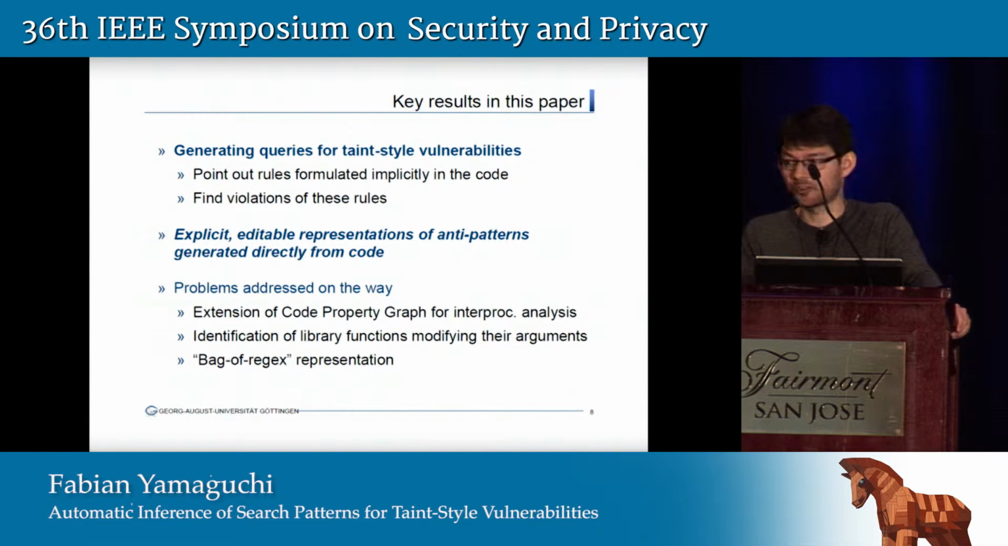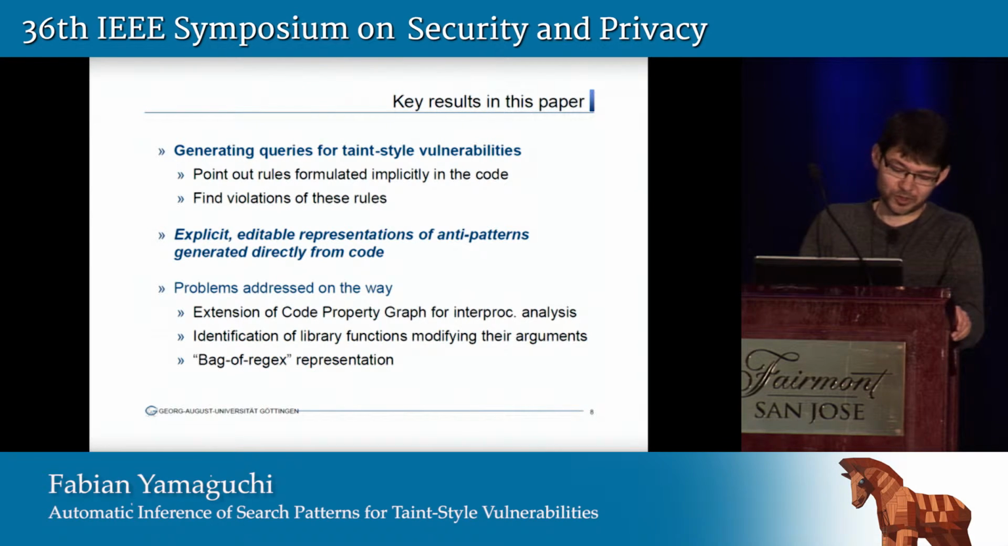And on the way to generate these queries, we need to address a couple of different problems. First of all, we extended the code property graph for interprocedural analysis, and there's a heuristic in the paper to identify library functions which are likely to modify their arguments, as for example, the n2s function that you saw earlier.